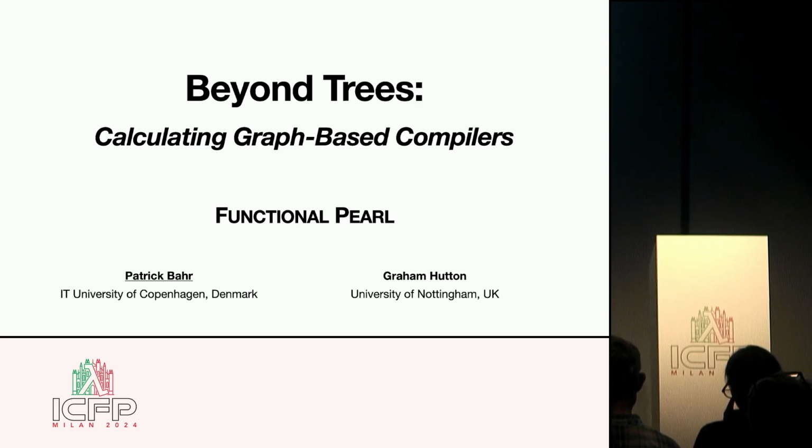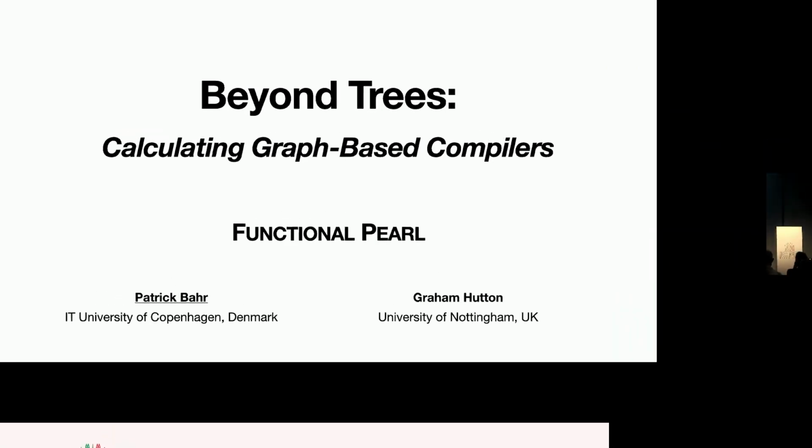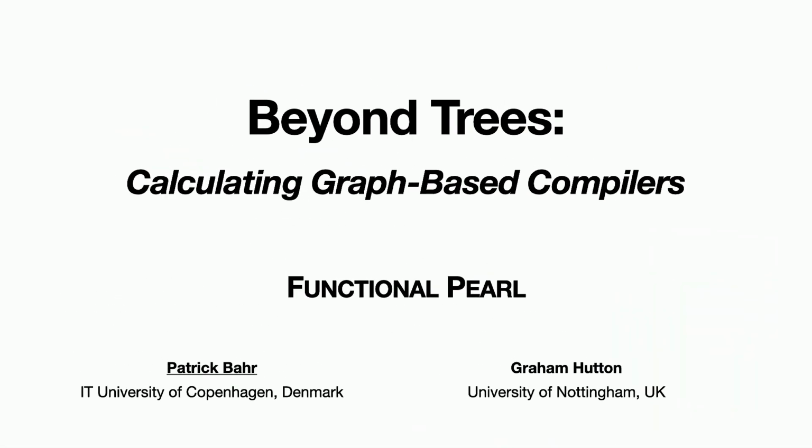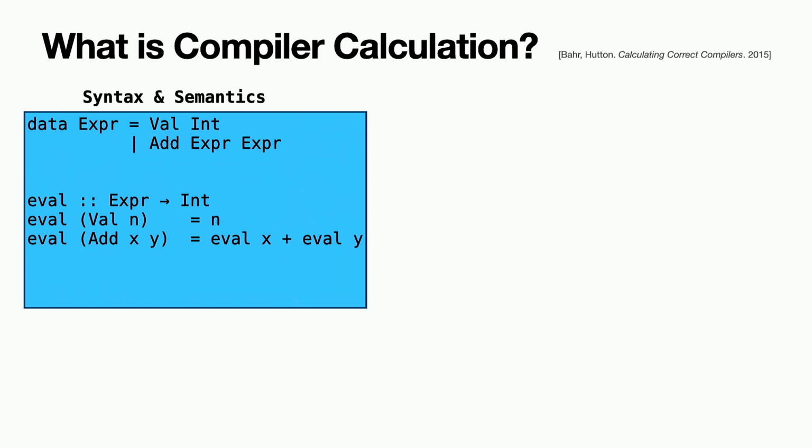And so what we set out to do in this functional Perl is to improve on one particular aspect of the compilers that we get out of compiler calculation, making them a bit more realistic. So to start out with, let me show you a bit about what I mean by compiler calculation. So the situation is this, right?